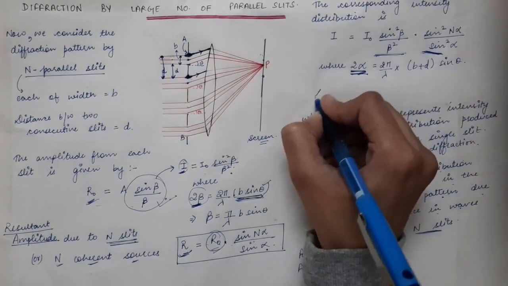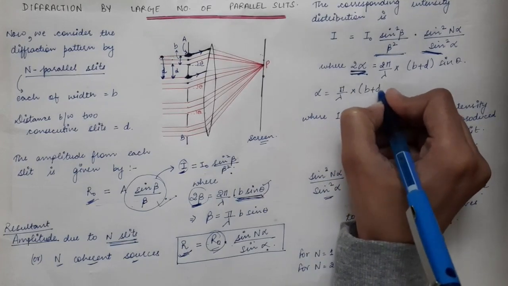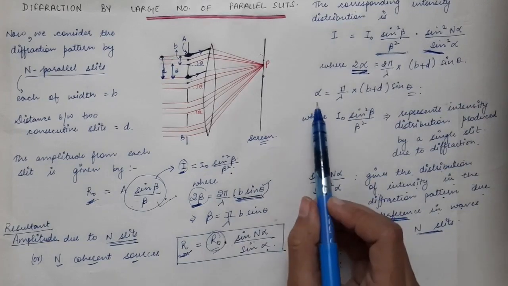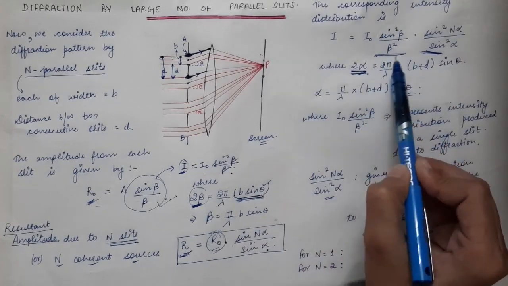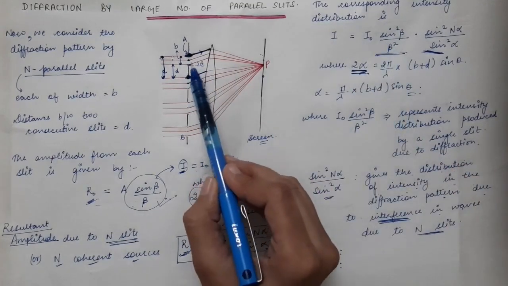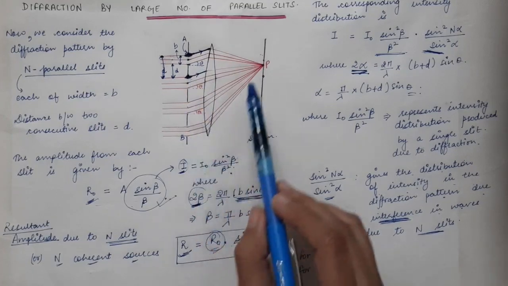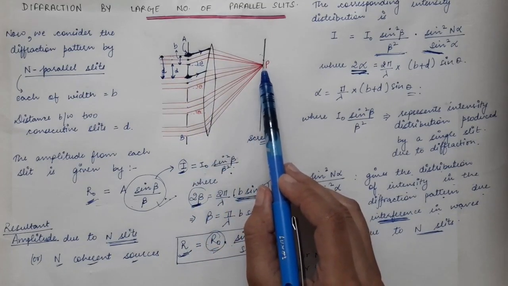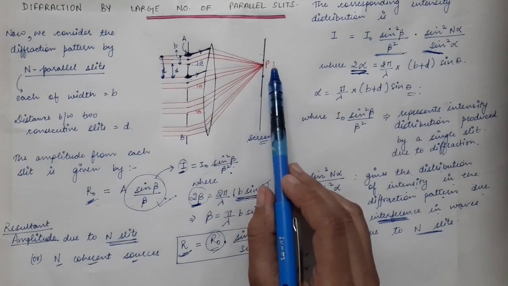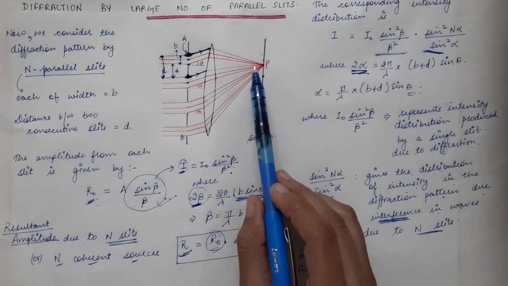So from here you can say that alpha is equal to pi by lambda into (b plus d) sine theta. This is the expression of alpha, and this first factor, sin square beta divided by beta square, comes due to diffraction at a single slit. The light coming from all these slits will interfere with each other and the resultant amplitude is formed at point P. So at point P there will be either maxima or minima, and that will be decided by the path difference.